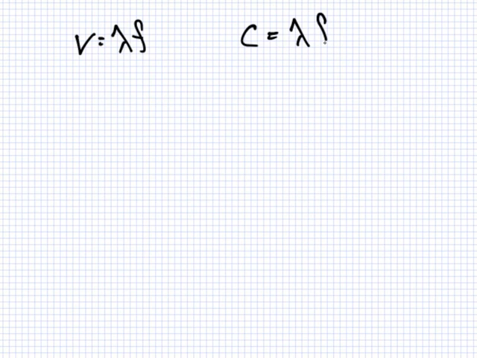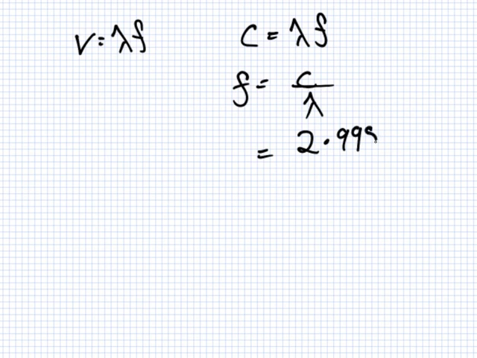So you have v equals lambda f, and you know the v is c, so c equals lambda f. F is what they want, so that's c over lambda. Now, the c, I suppose it should be more accurate, like 2.99 rather than 3? I always use 3. 2.9979, yeah. I'll say 3. So 3 times 10 to the 8.